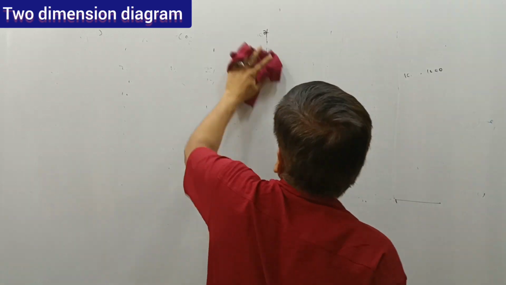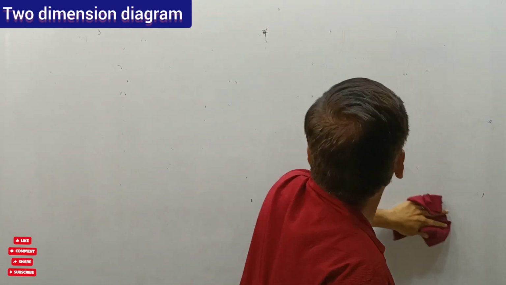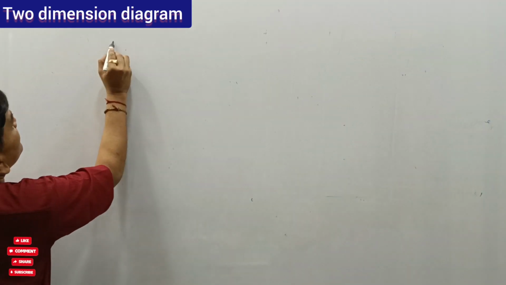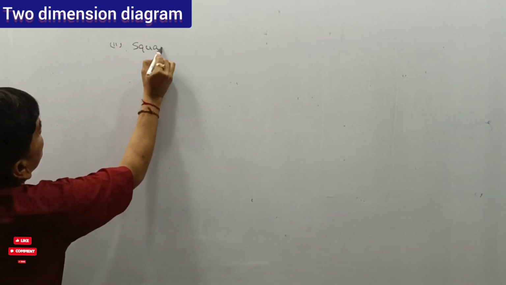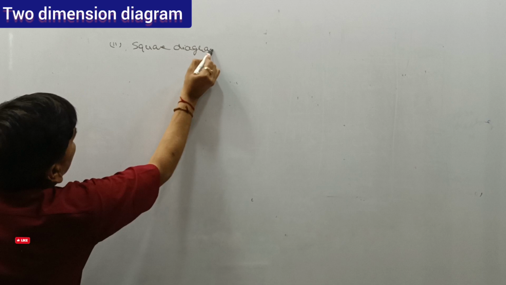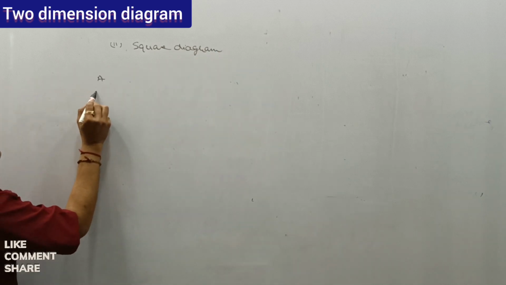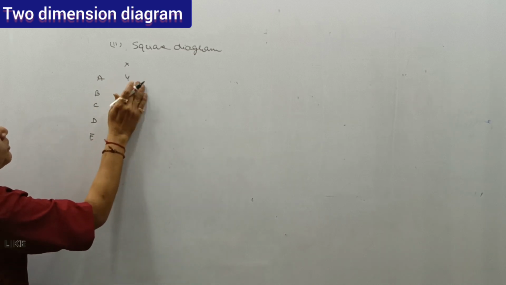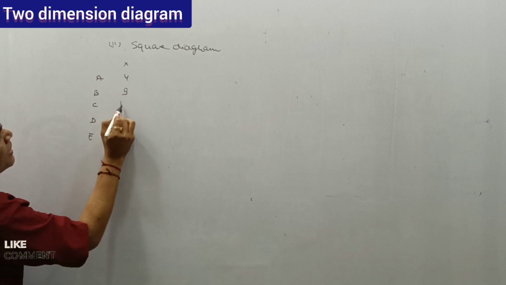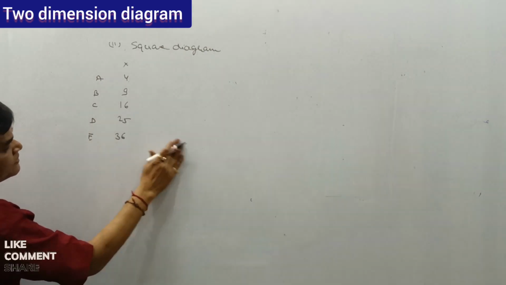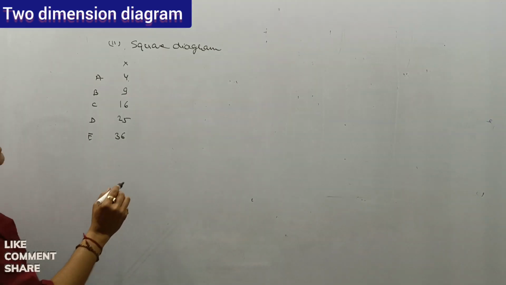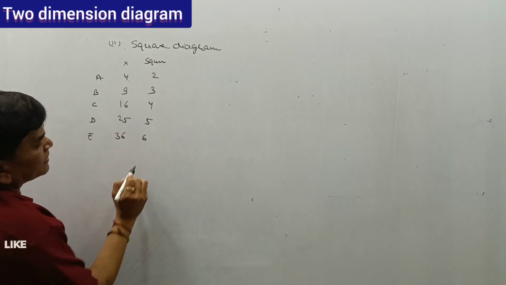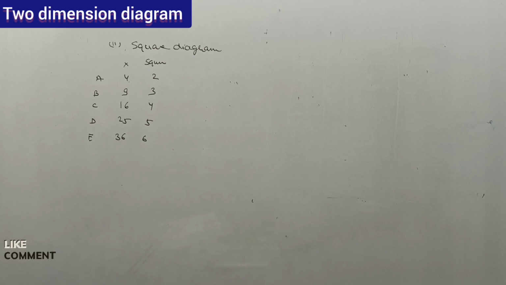Okay. Now square diagram we will discuss. Another diagram we are going to discuss, that is a square diagram. Second, suppose the data is given A, B, C, D, E. Data is 4, 9, 16, 25, 36. So square roots 2, 3, 4, 5, 6. So this is called square diagram.